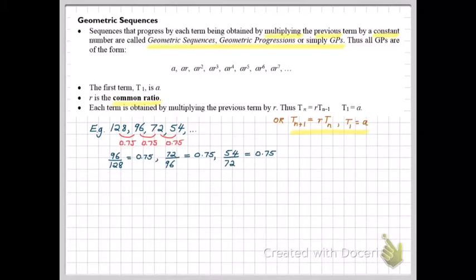So that means that we have a common ratio, which means it is a GP, and we can write the rule Tn plus 1, which again I'm highlighting in yellow, is simply the previous term Tn times the common ratio 0.75, where the first term T1 equals 128.